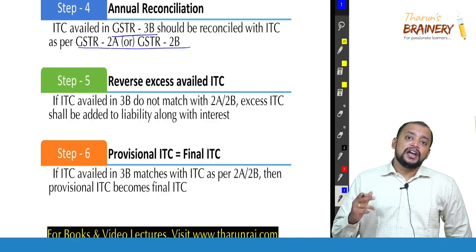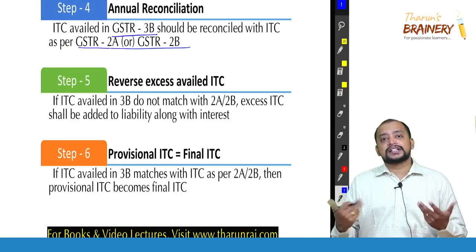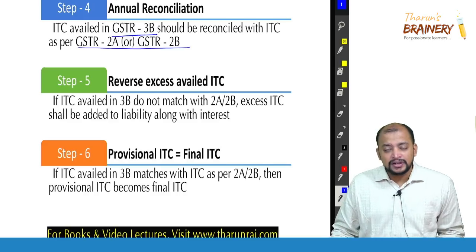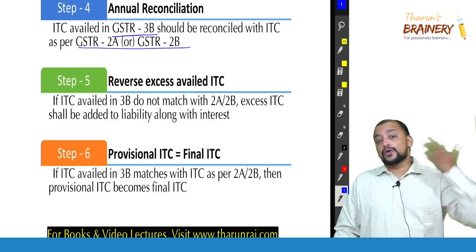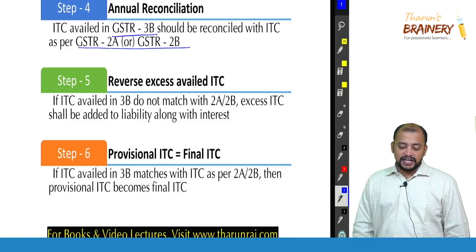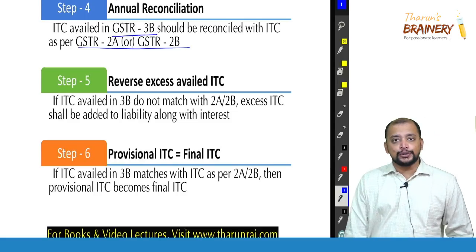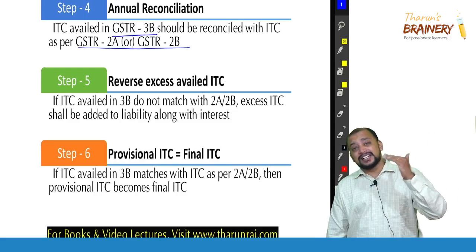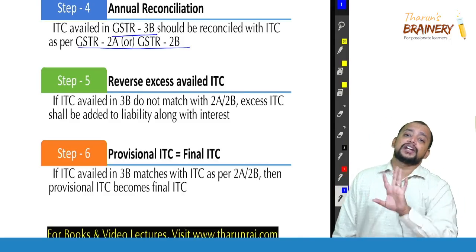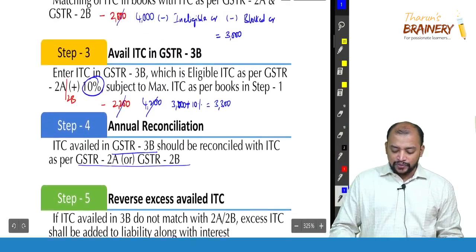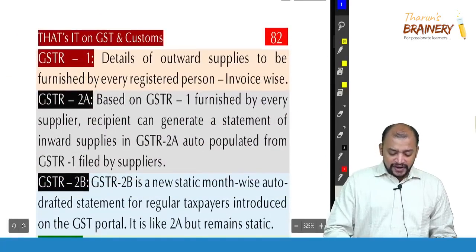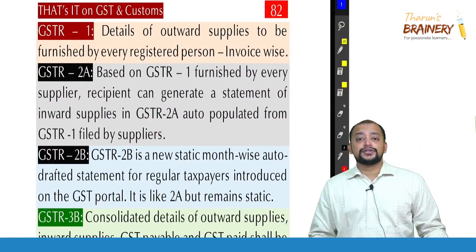Suppose there is no excess availment, which means we availed less. Okay, fine, matched. We availed less, matched, and if we availed equal to 2A, 2B, that is also matched, leave it. So provisional ITC equals final ITC if ITC availed in 3B matches with ITC as per 2A, 2B. Sir, if ITC availed in 3B is less than ITC as per 2A, 2B, that is also okay, fine. The only thing is that you should not have taken more credit. So these are the 6 steps through which we will be taking the credit. This is the way in which ITC will be availed right now. There is no other go.